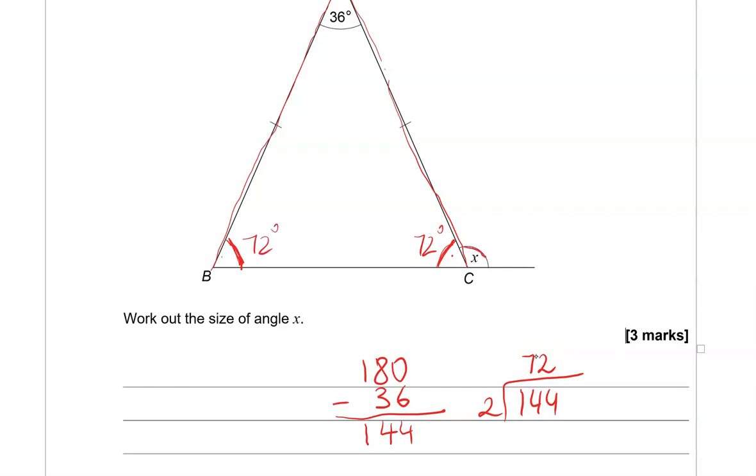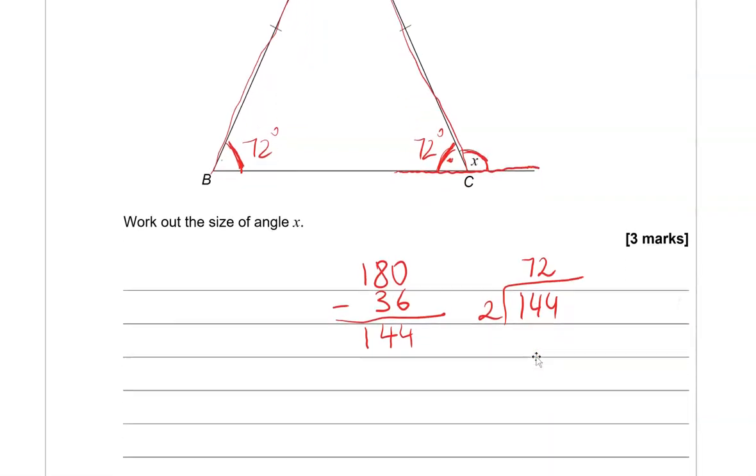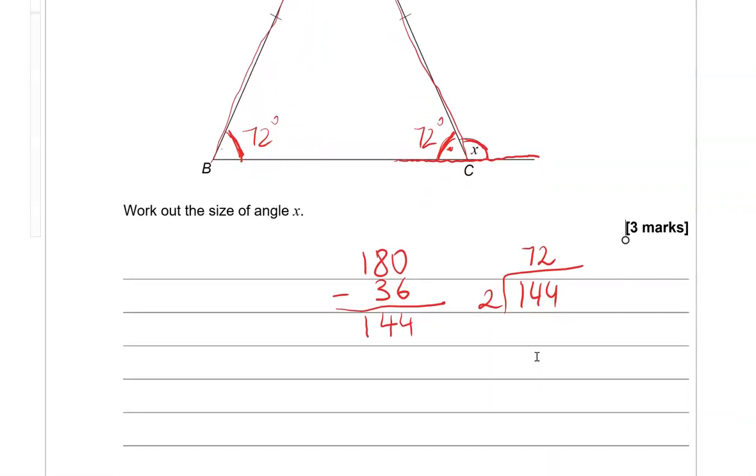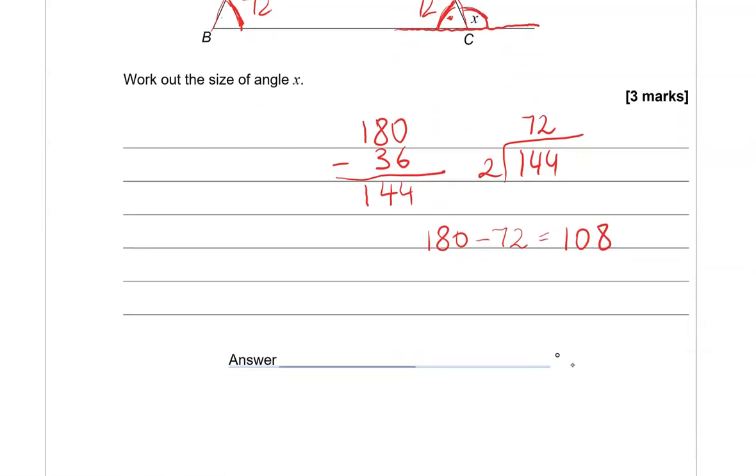Now we need to work out angle X. As you may know, angles on a straight line, which means this one here and this one here, add up to 180. So 180, if I take away 72, it will give me what X is equal to, and that's 108 degrees.